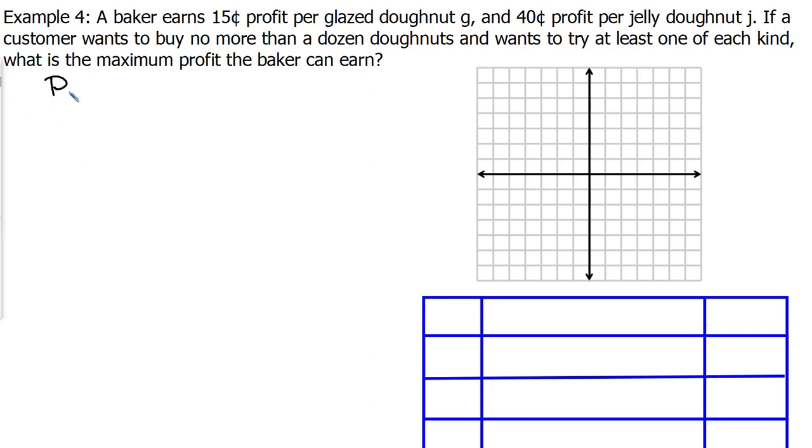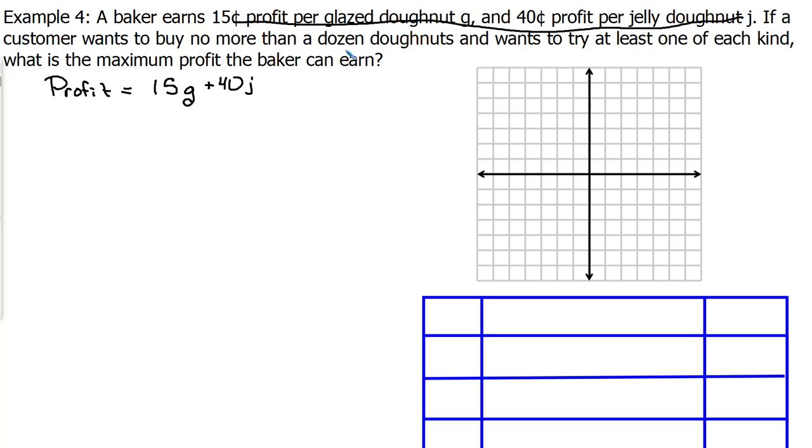So let's start off with our profit equation. To me, that's always the easiest. We could think of this 15 cents as 0.15, or we could think about it only in cents and just realize we're talking about cents, not dollars. That's the way I'm going to go about it. For our profit, we're going to get 15 cents for every glazed donut plus 40 cents for every jelly donut. That's as simple as the profit equation is. We've already taken care of that.